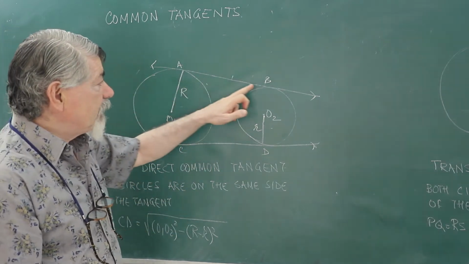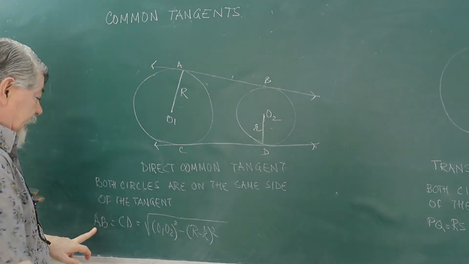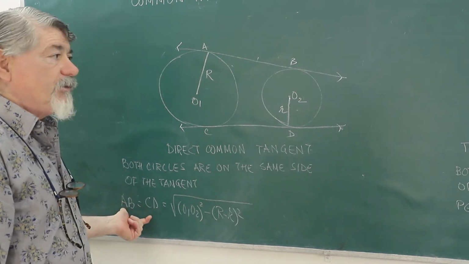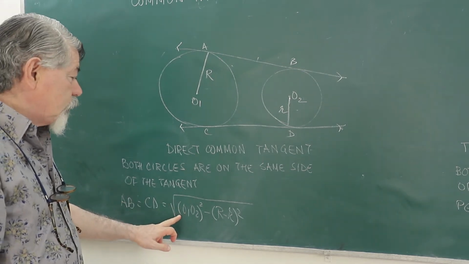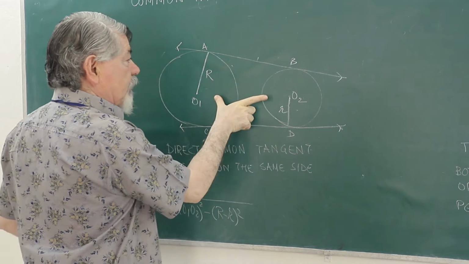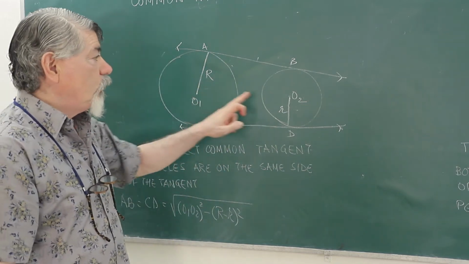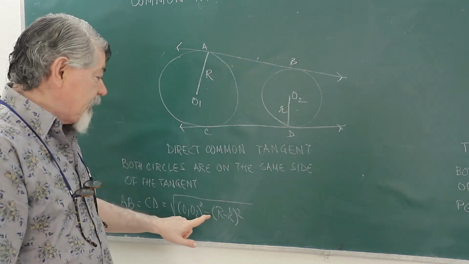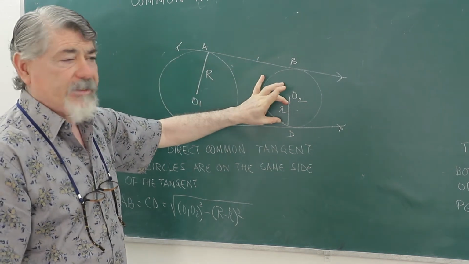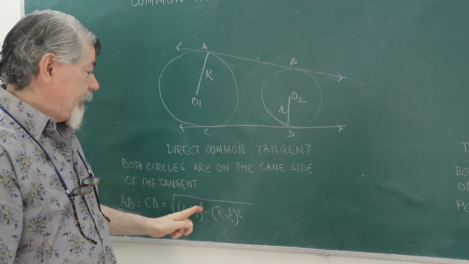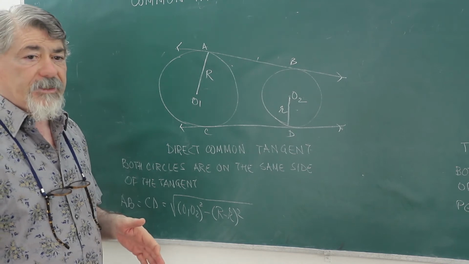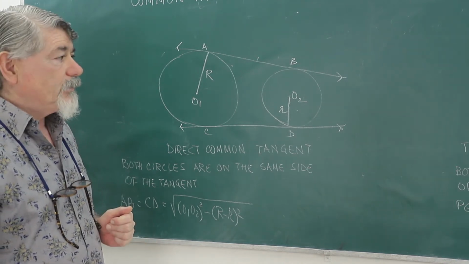And if we have to calculate the length of the direct common tangent, I have written that AB and CD will both be equal. The lengths of both the tangents will be equal. AB equals CD equals the square root of O1O2 whole squared, that means the distance between the centers of the circles O1 and O2 is calculated and squared, minus the difference of the radii. This is R and this is a small r. Take the difference of the two radii, R minus r, whole squared, and take the square root. You will get the length of the direct common tangent.